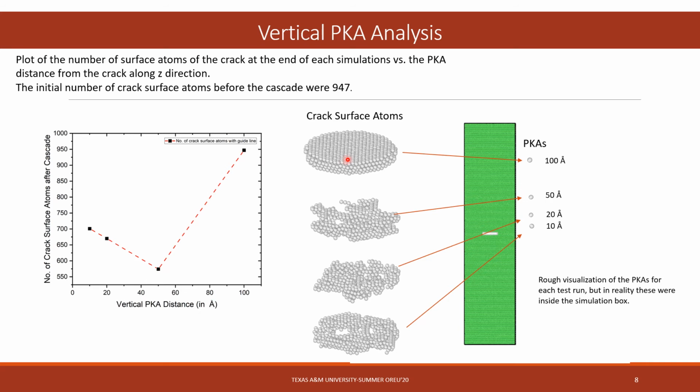This was interesting because it is expected that with increasing distances, the interaction between the cascade and the crack becomes less and less. So I sort of expected the crack surface atoms to increase with increasing distances, and found the contrary until the cutoff, that is 50 angstroms. So I decided to do a little more digging and quantify something else.